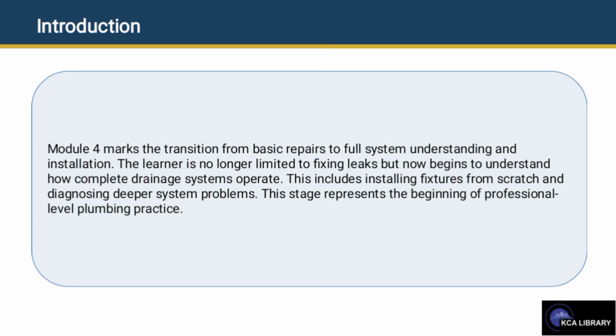By way of introduction, the module 4 marks the transition from the basic repairs to full system understanding and installation. The learner is no longer limited to fixing leaks, but now begins to understand how complete drainage system operates. This includes installing features from scratch and diagnosing deeper system problems. This stage represents the beginning of professional level plumbing practice.